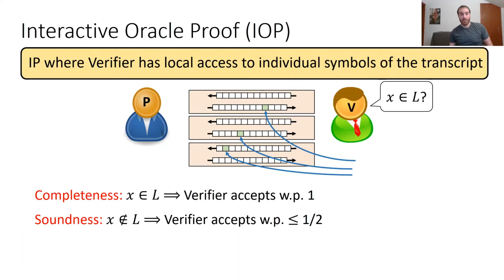An interactive oracle proof, or IOP, is an IP where the verifier has local access to individual symbols of the transcript. This means that, rather than having to read the entire transcript, the verifier can decide not to read some of the rounds, and for the rounds that it does access, it can access just a few symbols, and decides whether to accept or reject based on this much more limited information about the transcript.